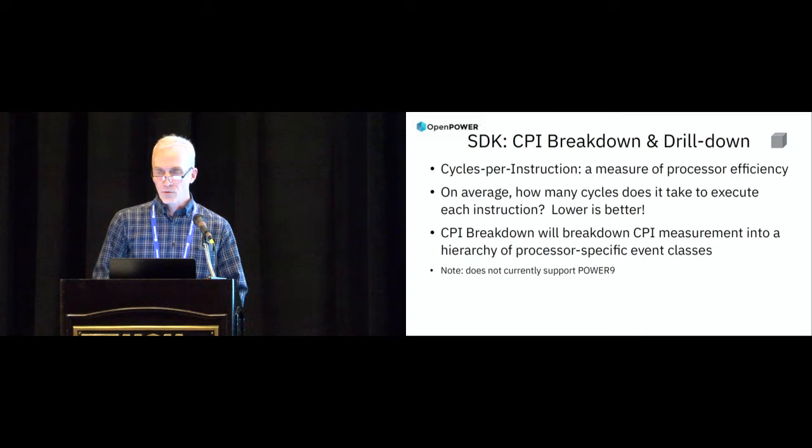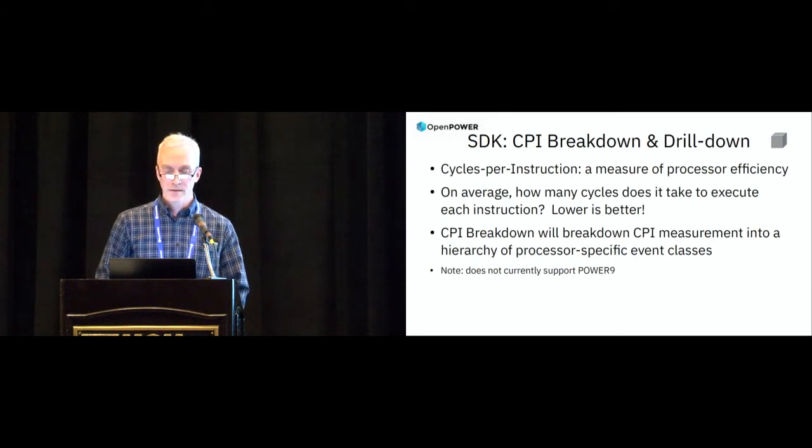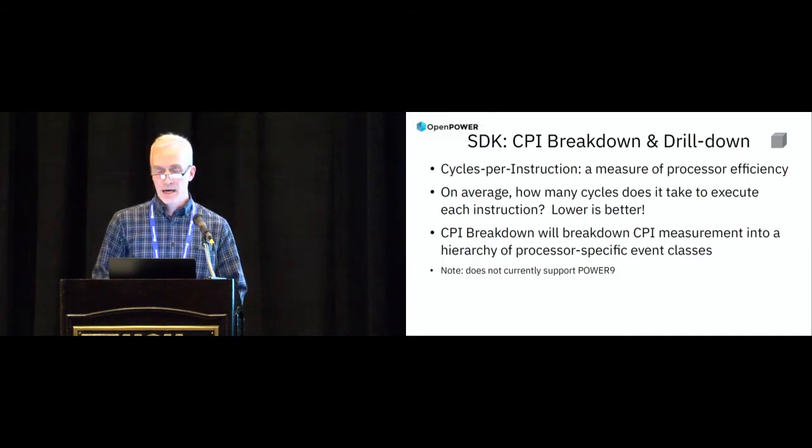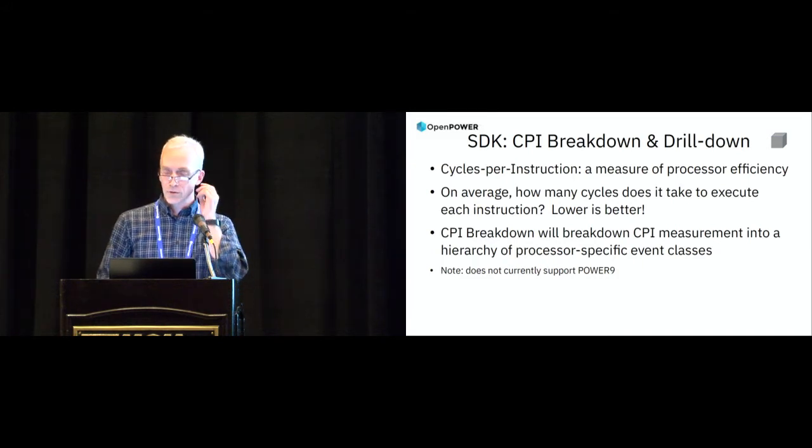CPI breakdown. So CPI, cycles per instruction, is a metric often used in performance analysis. It is a measure of processor efficiency. How well is your program executing on the system? How many cycles does it take to execute a typical instruction in your program? Obviously lower is better.